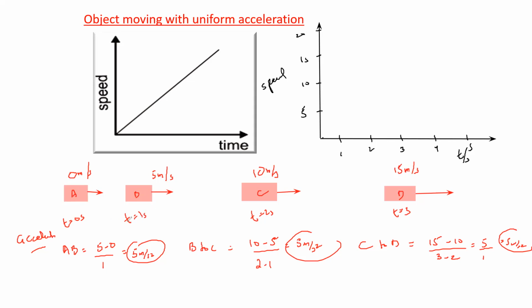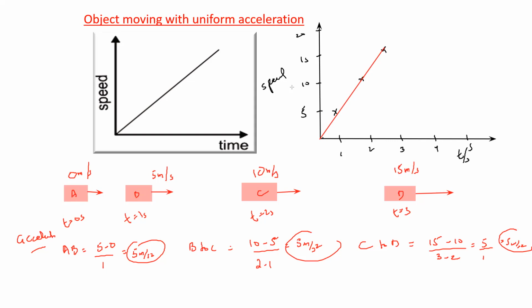So after 1 second the speed was 5. After 2 seconds the speed is 10. After 3 seconds the speed is 15. So when we join these points, it will be a straight line with a constant slope or constant gradient, which shows that this object is having a constant acceleration, or the same acceleration throughout the motion. Is it clear?